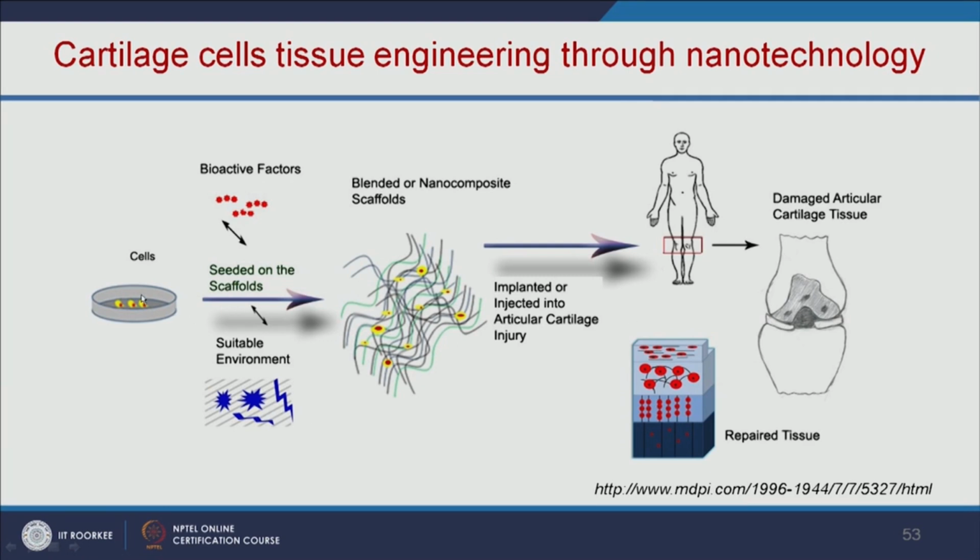So we can seed the cells on the scaffold, and when we add the bioactive growth factors and a suitable environment, like giving mechanical force, then the nano composite will form the cartilage cells in the artificial scaffold, and that could be injectable or implantable into the patient who has damaged articular cartilage tissue.